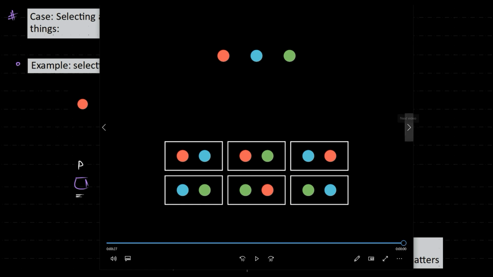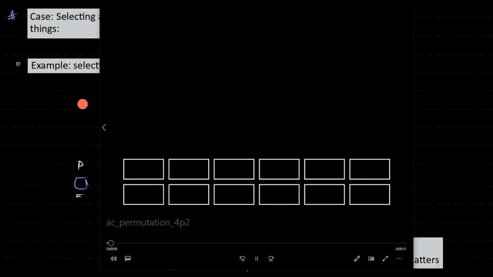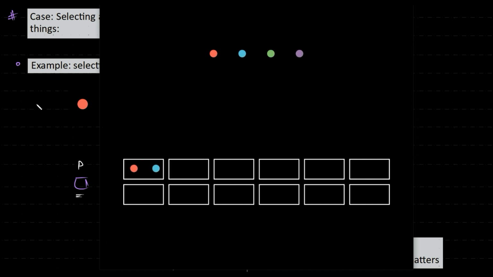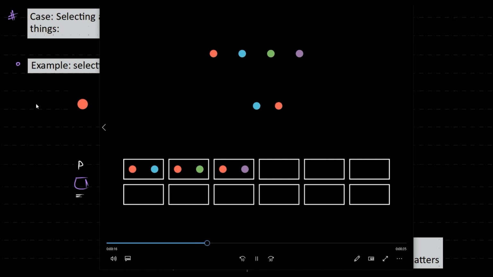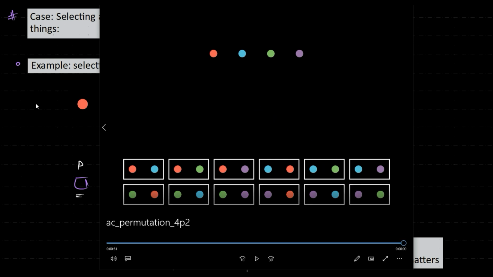What if we had 4 people? So this was 6 different ways. What if we had 4 people for the same seats? So I'll fast forward this. So basically there are 12 different ways, right?